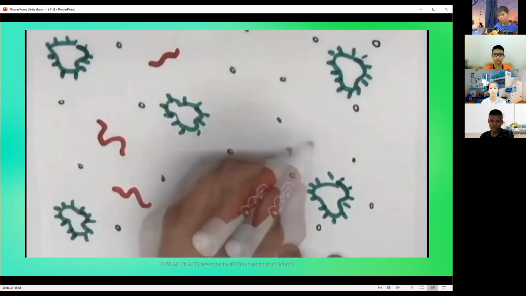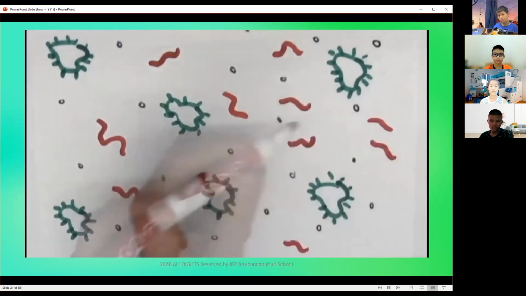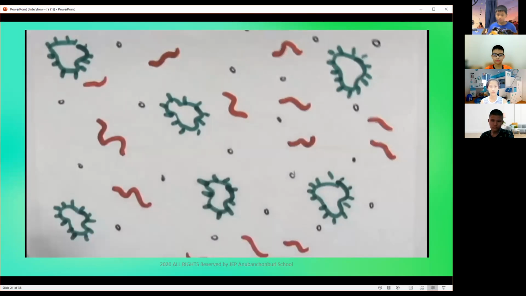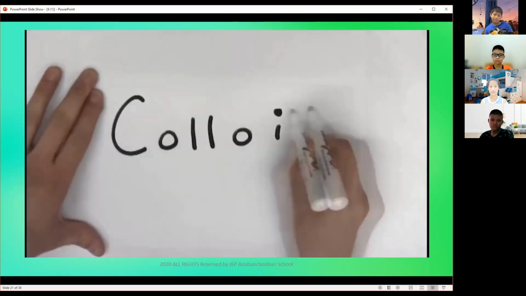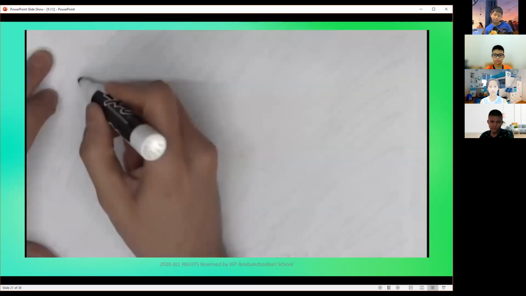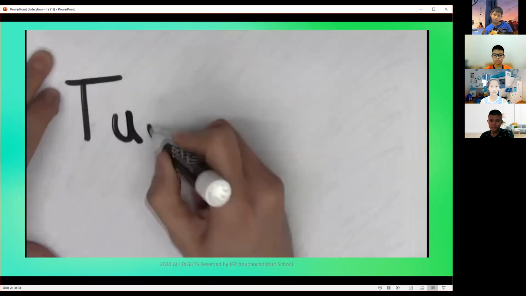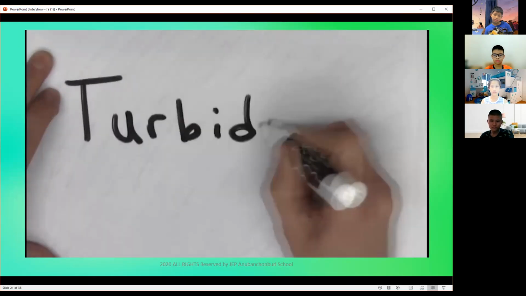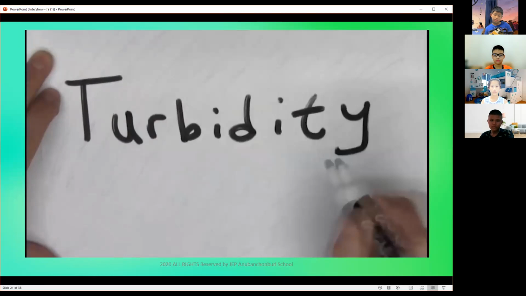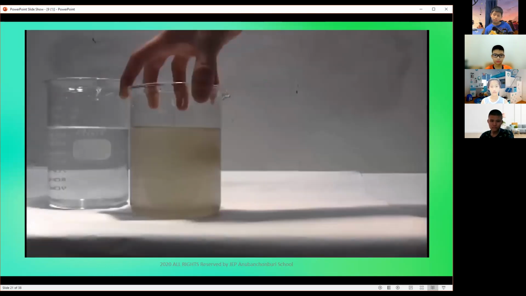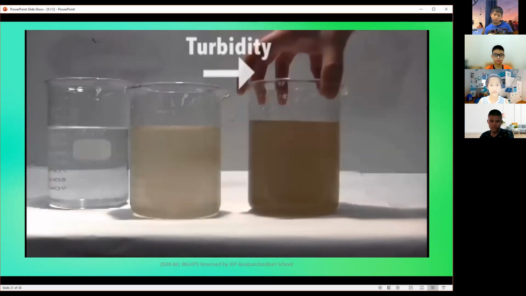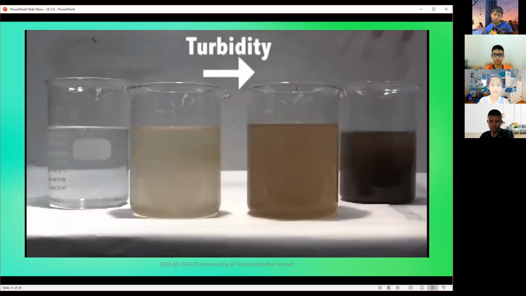All of these small particles are able to float because they are not heavy enough to settle to the bottom by gravity. Suspended particles that are too light and small to settle are called colloids. When looked at together, these colloids cause a state of cloudiness or haziness known as turbidity. The more cloudy a fluid looks, the more turbid it is. Here we see 4 beakers of water with increasing levels of turbidity from left to right.